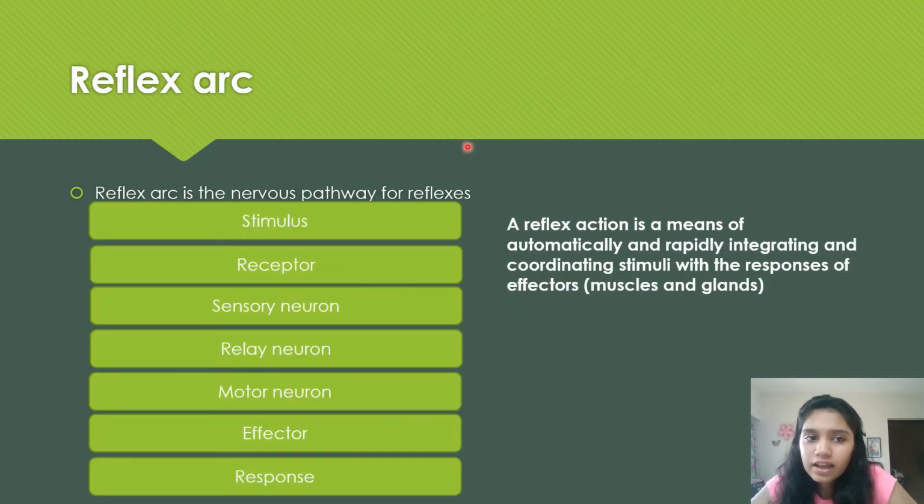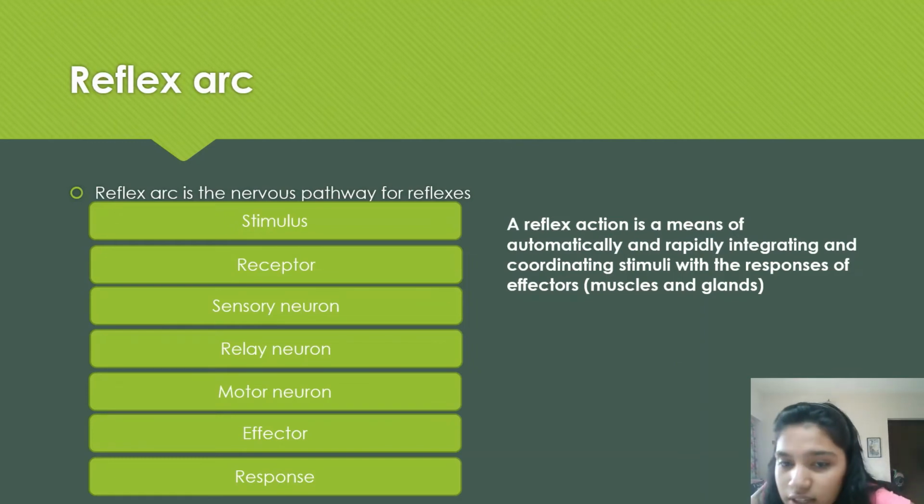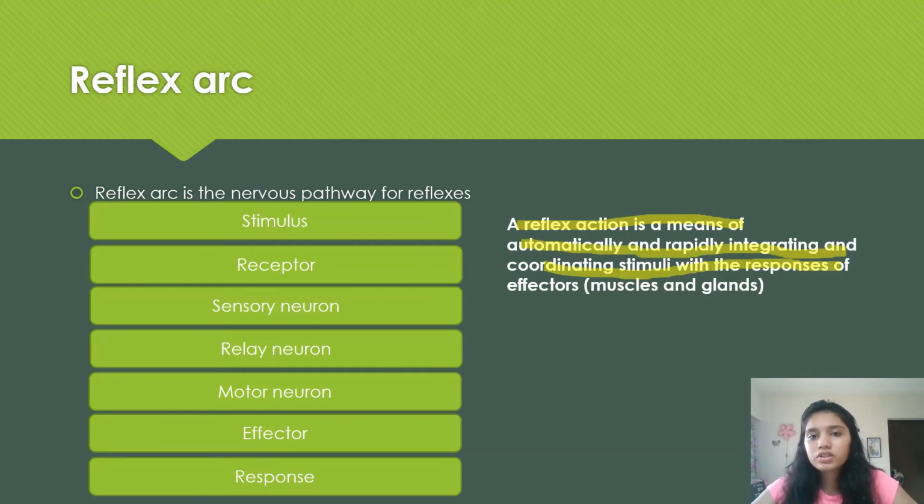This is your reflex arc. Your reflex arc is the nervous pathway for reflexes. Okay, so basically you need to know the definition of a reflex, which is given over here. A reflex action is a means of automatically and rapidly integrating and coordinating stimuli with the responses of effectors. Okay, let's go through this slowly. A reflex action is a subconscious and involuntary action.